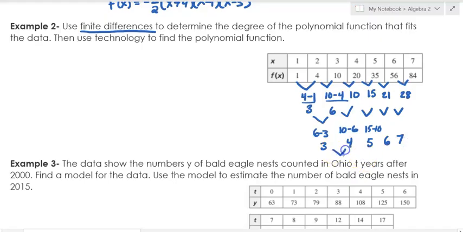So I do it again. When I do 4 minus 3, I get 1. 5 minus 4, I get 1. 6 minus 5, I get 1. And 7 minus 6, I get 1. So notice that on row 3, they are constant, meaning the same.